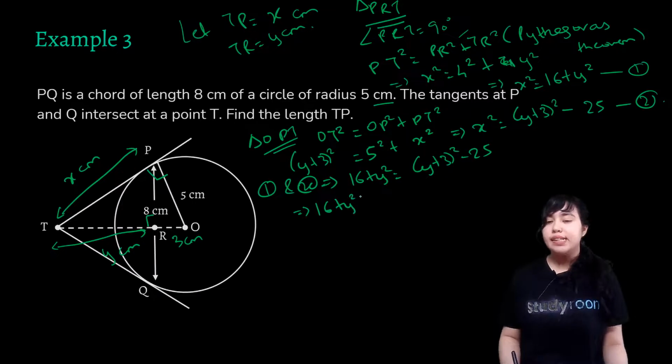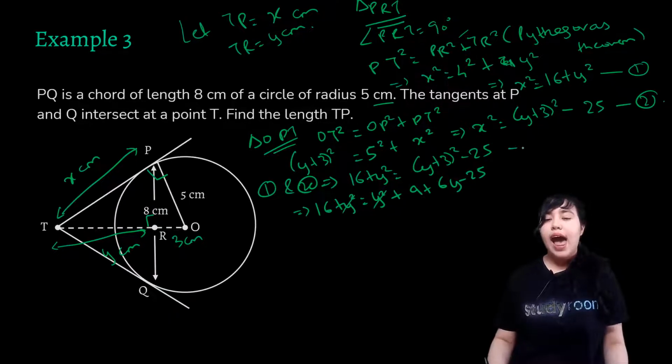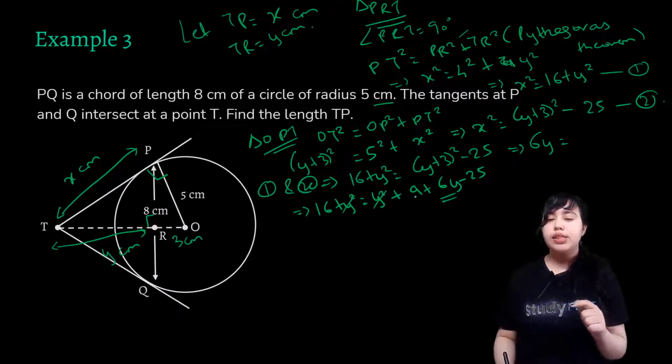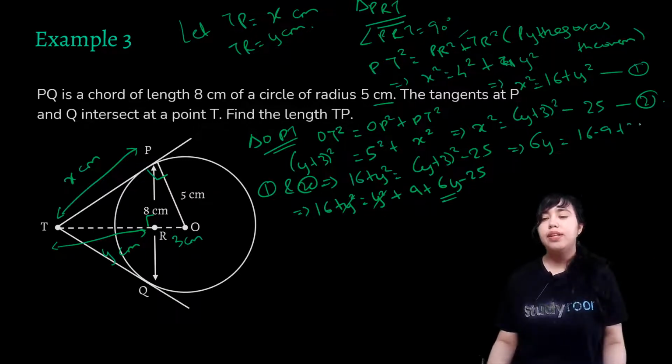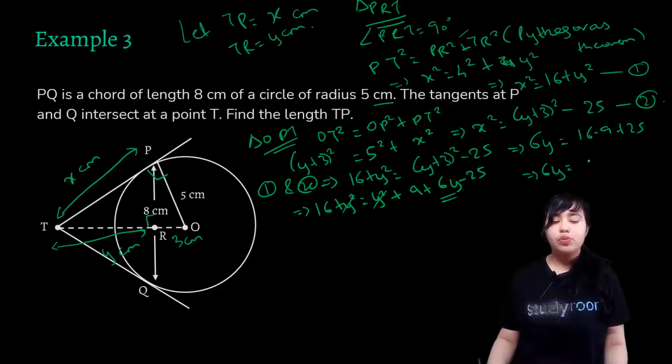So this becomes 16 plus Y square is equal to Y square plus 9 plus 6Y minus 25. You can cancel out these Y square terms, and let this 6Y be on the RHS, and you shift this 9 and 25 on the other side. So it becomes 16 minus 9 plus 25. So that means 6Y is equal to 16 minus 9 is 27, and 25 plus 7 will become 32.